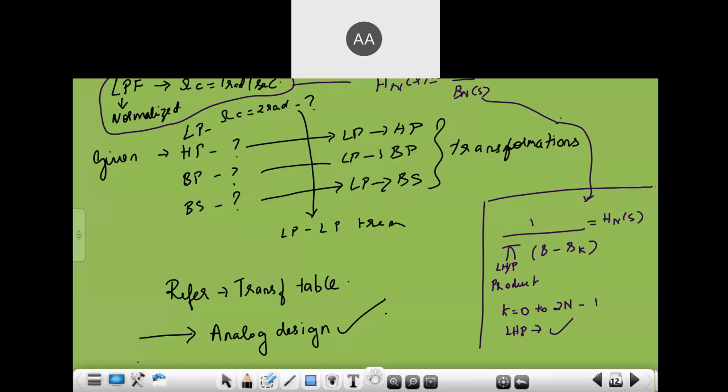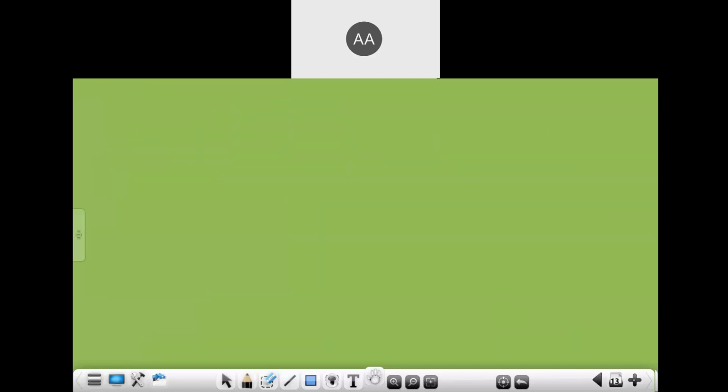I can just tell you one. For example, say a high pass filter is asked to be designed. You will first design your Hn of S. You will design your low pass filter first, and it will have some specifications. Say the magnitude in dB: since you're considering a normalized filter of unit magnitude, if you take the log of 1, it is 0.